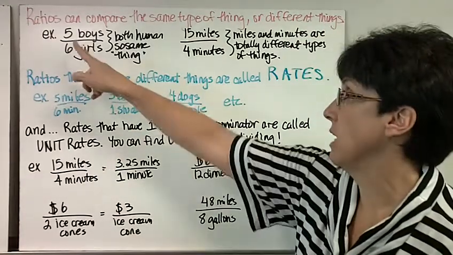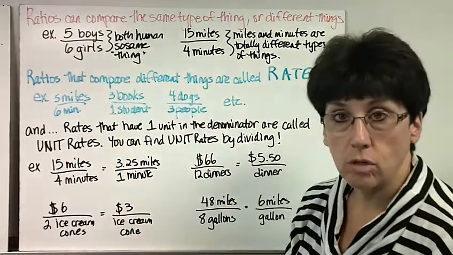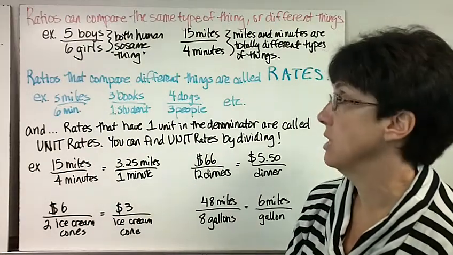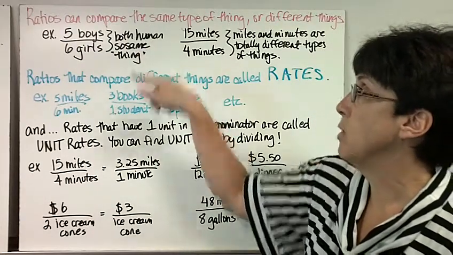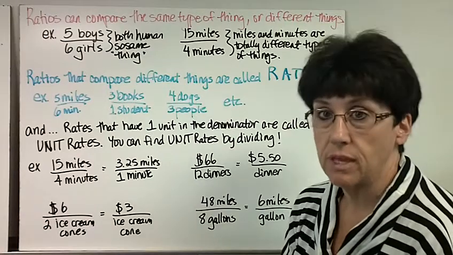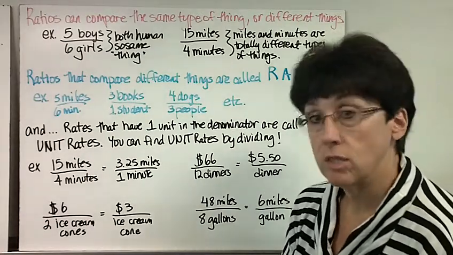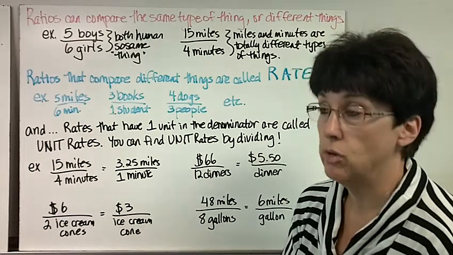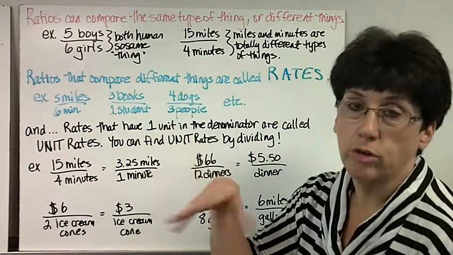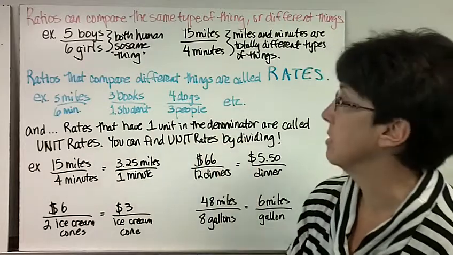All right, ratios can compare the same type of thing or different things. For example, I could say 5 boys to 6 girls, like if I was talking about 11 kids in my class. But these are both human, so they are the same thing. Like if I compared, I have 3 dogs and 2 cats, I could say 3 dogs to 2 cats, but they're all pets, or they're all animals, so they're comparing the same thing.